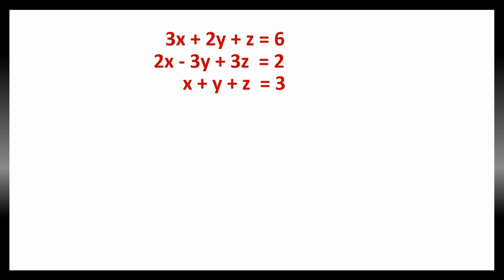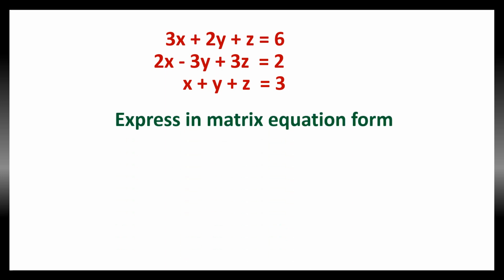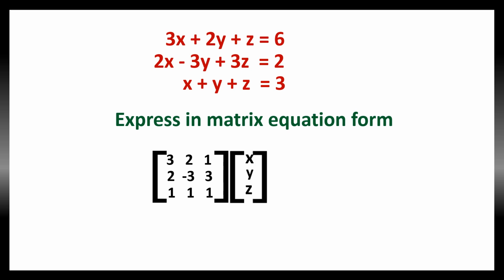And in the same manner, we can solve simultaneous equations in three variables also. Let us take an example. Here, three equations are given. Same as we have done before, we have to find the matrix equation form, or we have to express these equations in the matrix equation form. This is A into X, that is equal to B. So, it became in the matrix equation form AX is equal to B.